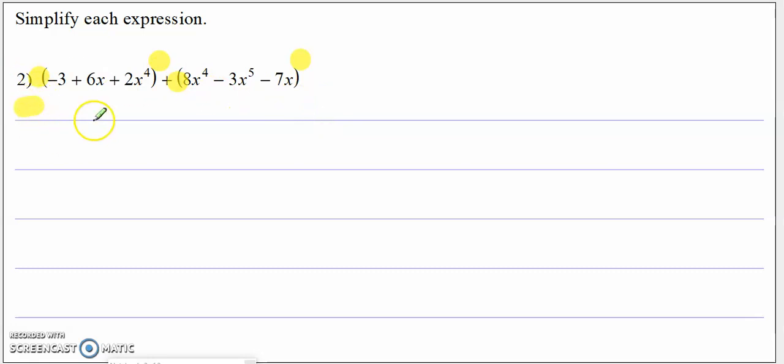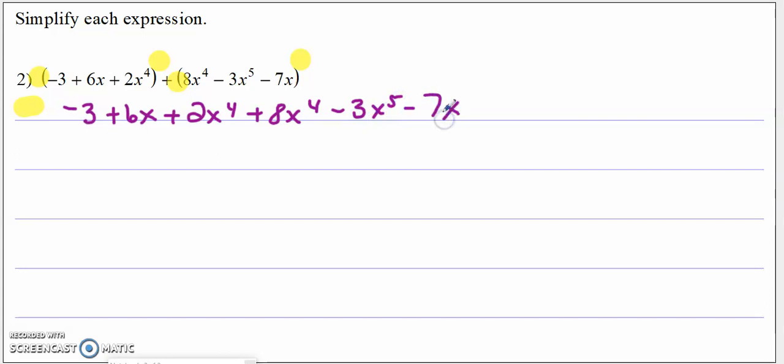So negative 3 plus 6x plus 2x to the 4th. And then this 8x inside is positive, so plus 8x to the 4th minus 3x to the 5th minus 7x. Okay? So then step 2 would be to rewrite these in order.